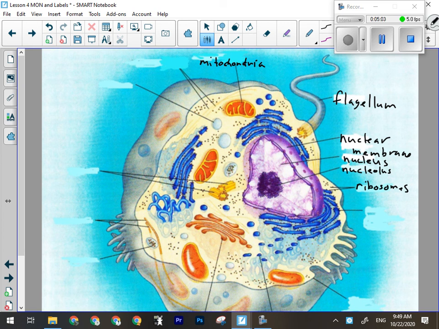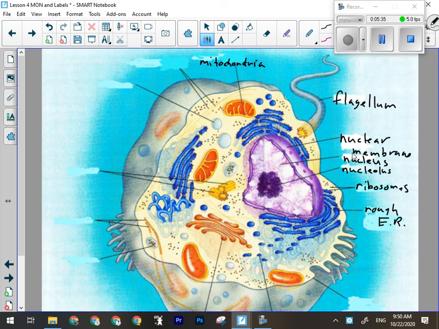Most of the time your ribosomes are attached to this blue stuff, but they can also be floating free in the cytoplasm as well. The blue stuff that has the ribosomes stuck to it is called your rough endoplasmic reticulum. You can abbreviate that rough ER. ER stands for endoplasmic reticulum. I don't know who came up with that name, but that's what it's called.